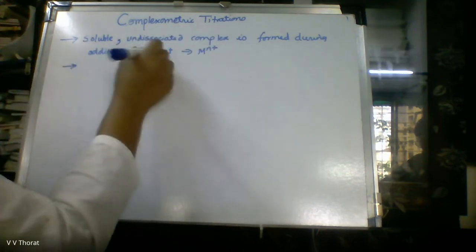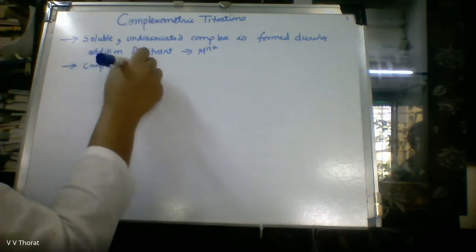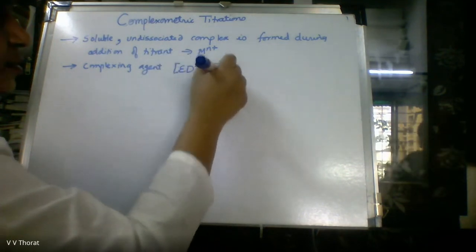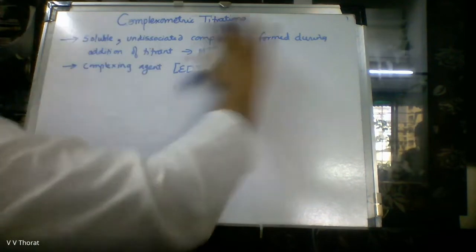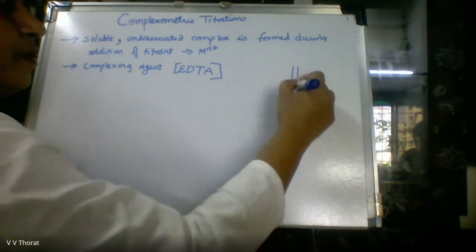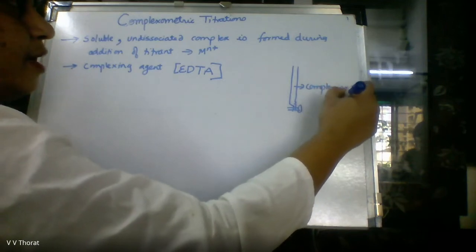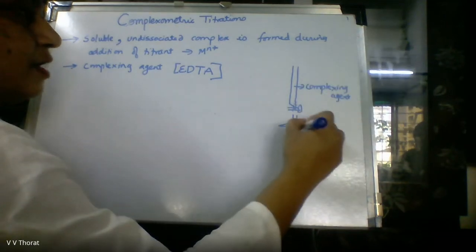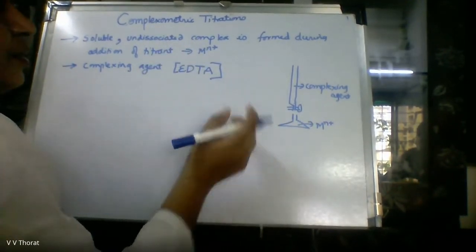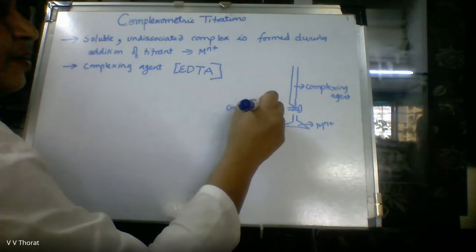Okay, and the titrant most commonly used is a complexing agent. And the most common complexing agent used is EDTA. So what I have written over here is: in the burette, I will have a complexing agent. In my conical flask, I will take a metal ion solution to be estimated. So when I titrate, this type of titration is called complexometric titrations.